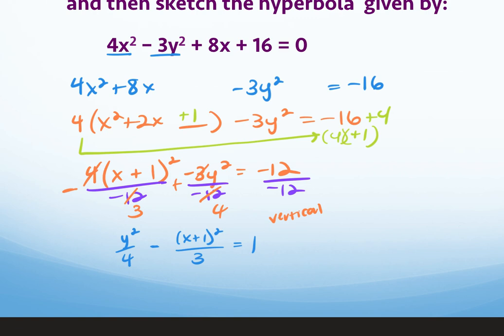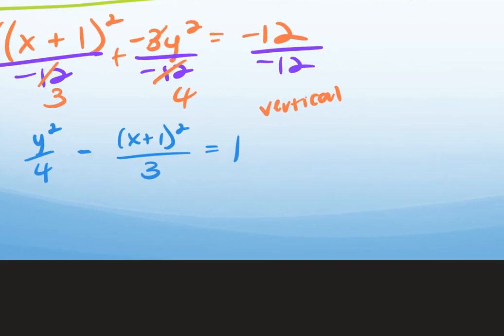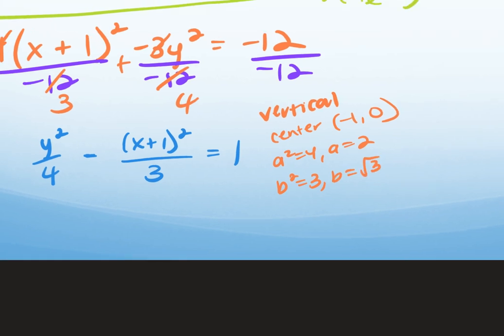All right, so tell me what else we know about this. Good. Center's negative 1, 0. Xavier, what'd you say? Good. A squared is 4, so A is 2. B squared is 3, so B is the square root of 3.